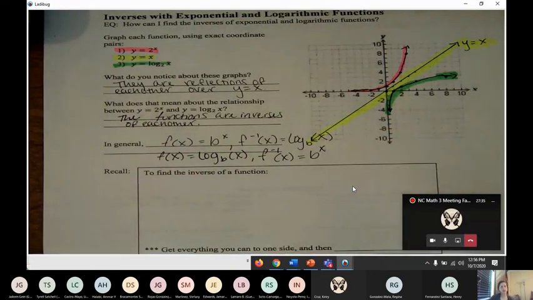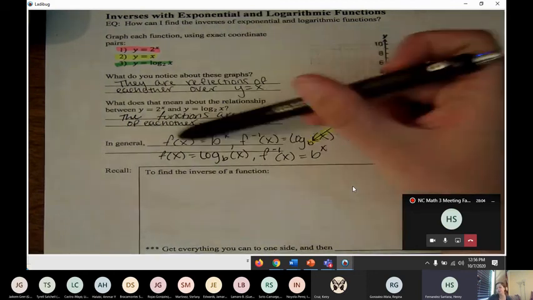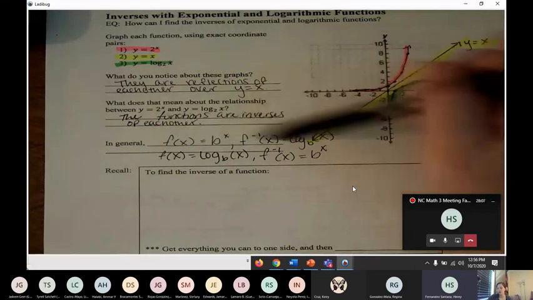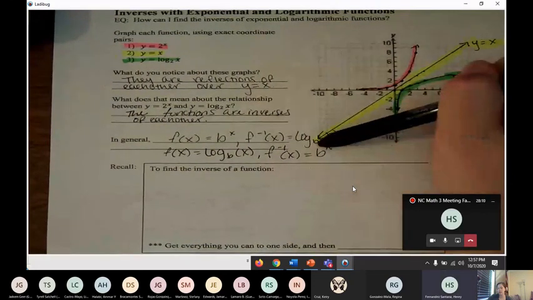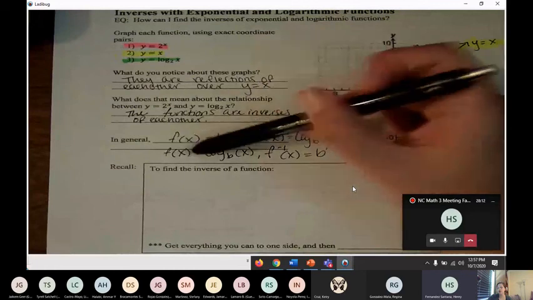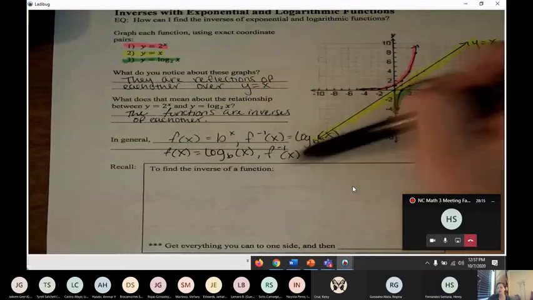What questions do you guys have so far? Okay, so we're gonna do a lot of practice with converting back and forth today. Yes. So in general, where you wrote, so that's the original function. So yeah, I'm saying if your original function is an exponential, your inverse will be the logarithm with the same base. Okay. If your original was the logarithm, then your inverse will be the exponential with the same base.